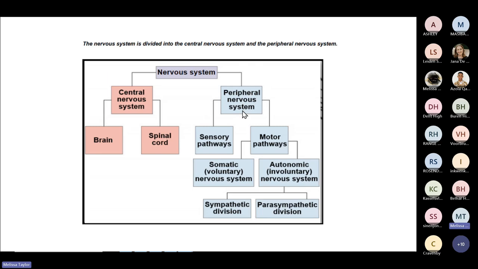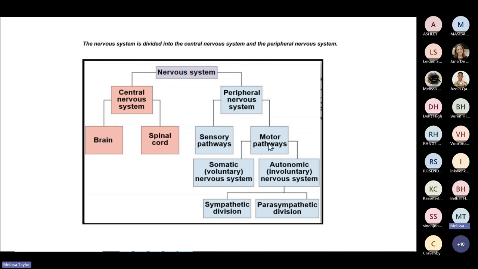And that peripheral nervous system has your sensory pathways. If you think of this as part of a reflex arc, your sensory pathways are the things coming towards your central nervous system from the body.